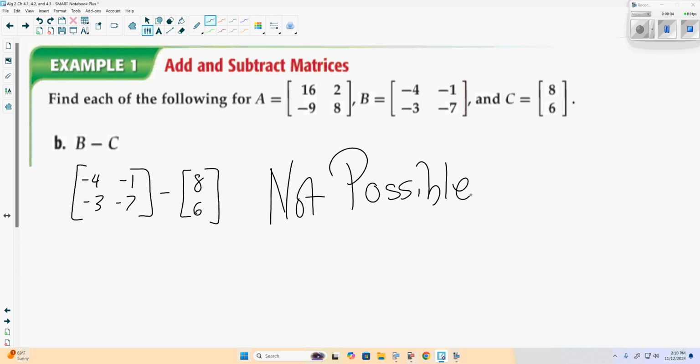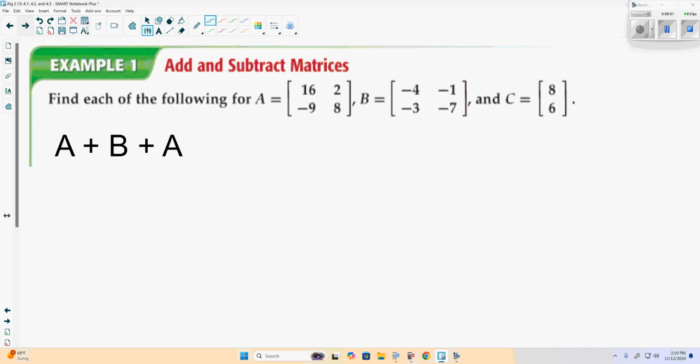Any questions on any of this here? We're ready for the next one. All right. So this one here, A plus B plus A. Well, A is a 2 by 2, B is a 2 by 2. We can add these together, yes? Now we can do these in the calculator, 16 plus -4 plus 16, adding them one at a time.